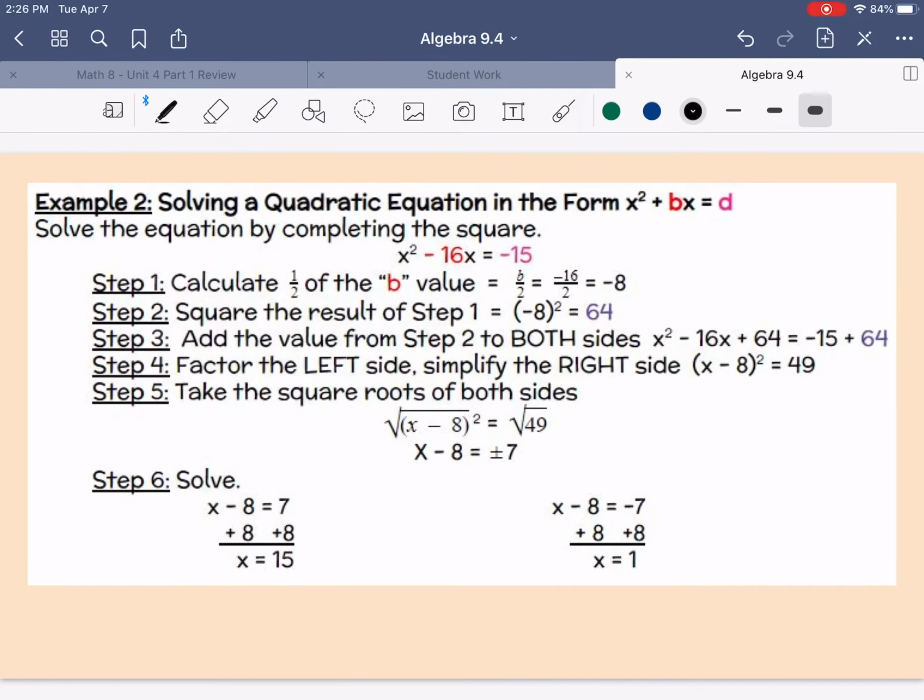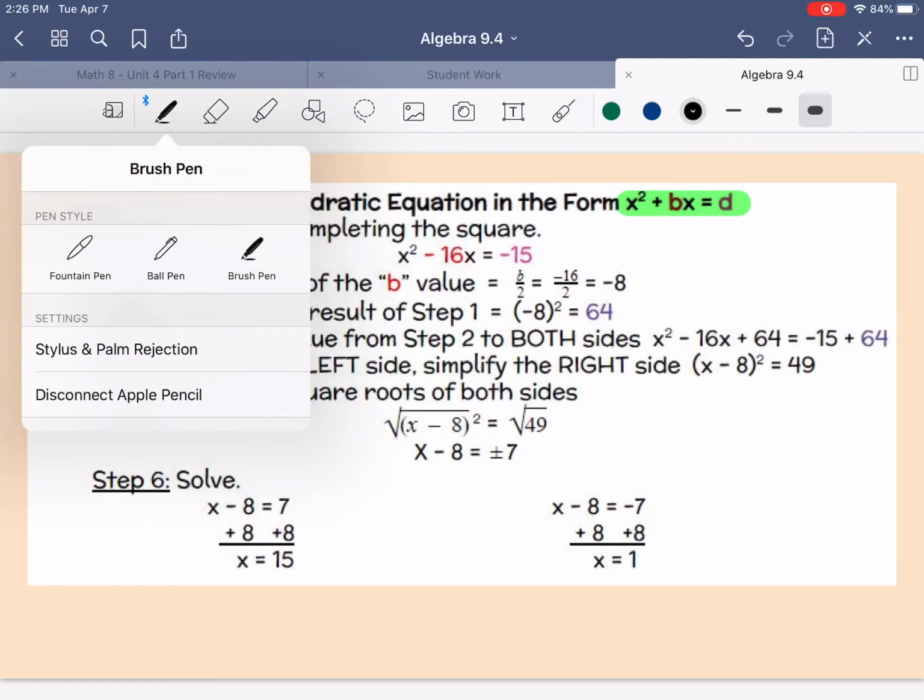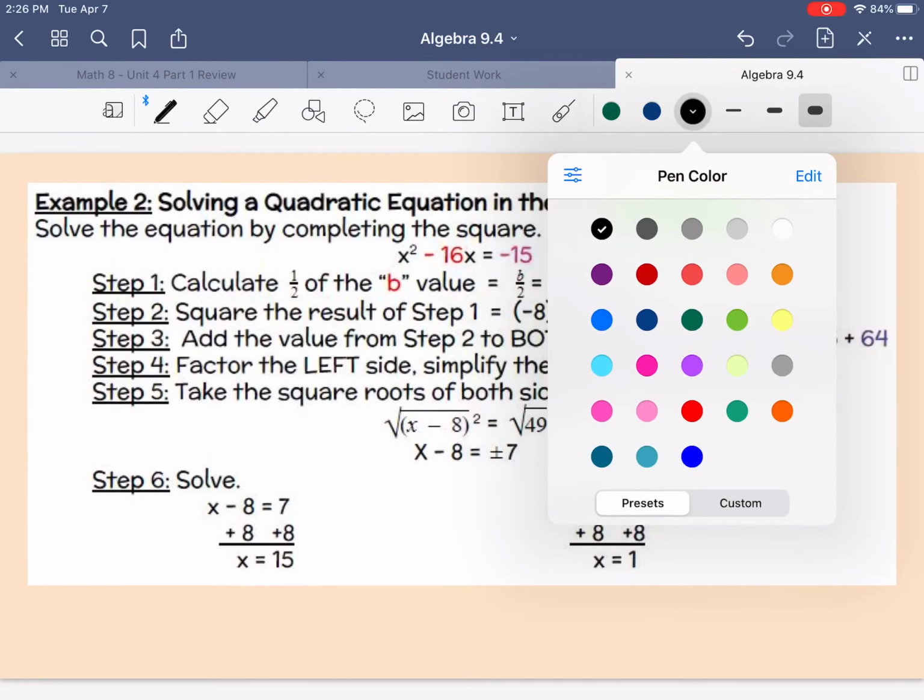So yesterday we were working on the expression x squared plus bx. Well, today we're adding in another piece, if it equals something. So if there's a d value on there. Okay.